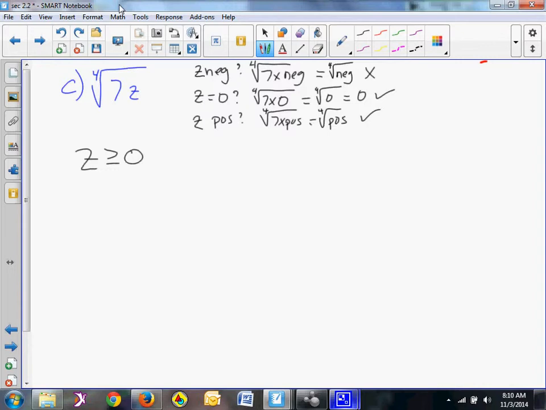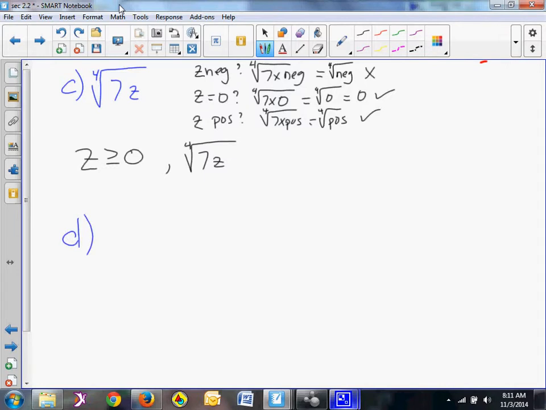So our next step is to simplify this radical if possible. Well, 7 is prime, so we can't prime factor that. Z, well, there's only one Z there. So we actually just leave this question as is. We can't simplify it anymore. So it's just going to stay as the 4th root of 7Z. Hey, that's pretty cool.